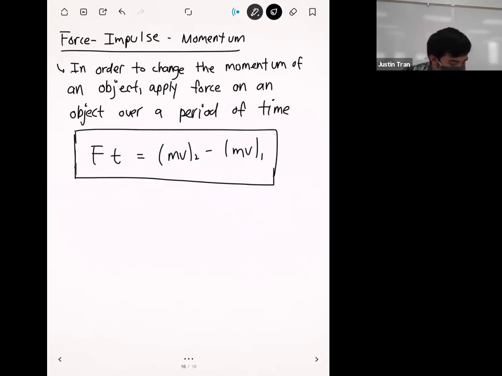With this formula, there are two aspects that I want to highlight to you guys. Basically, in order to make any significant changes in momentum, you have two levers that you can play with, or two degrees of freedom.